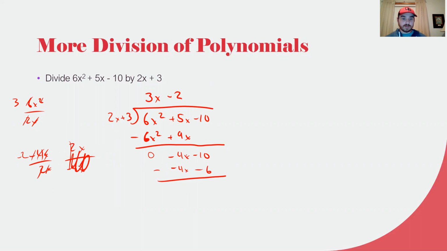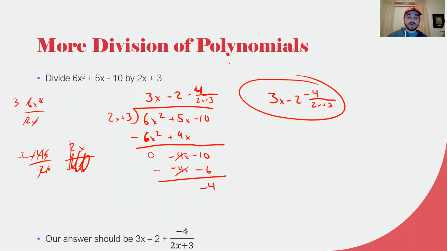Subtract these down. These cancel. We get negative 10 minus negative 6. That's negative 4. So our remainder is minus 4 over 2x plus 3. Now, when you look at this top factor, you might be tempted to try to reduce by dividing both of these by 2, but then you'd have to divide 3 by 2 as well, and that doesn't work. So unless you can divide it by everything, you're not going to simplify this at all. So in this case, we have 3x minus 2 minus 4 over 2x plus 3.